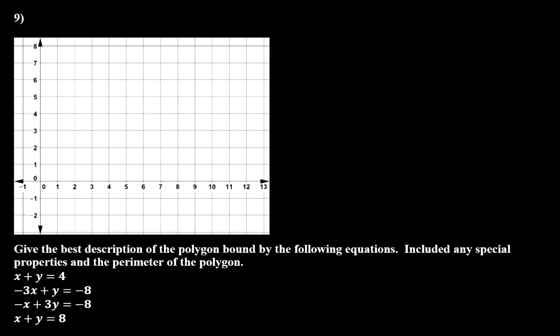Okay, I'm kind of interested to see what you guys do with this question on the study team test. It says, give the best description of the polygon bound by the following equations. Include any special properties and the perimeter of the polygon, not the area, just the perimeter. So this was question 9.